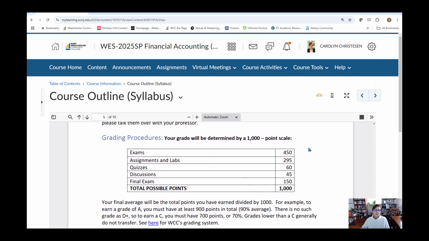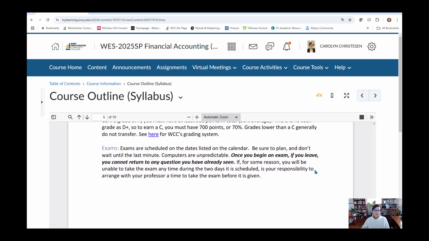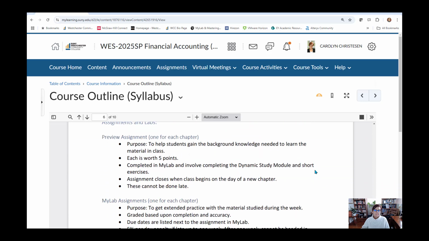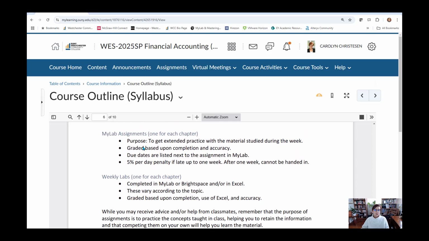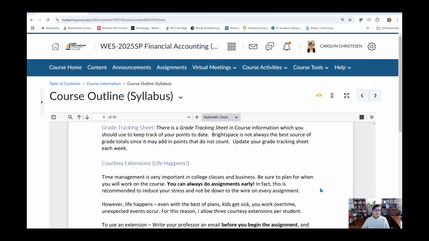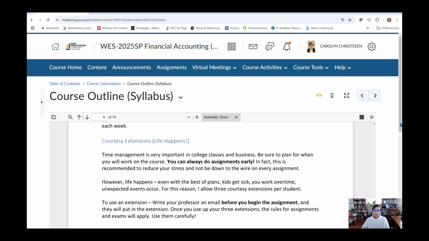Here is the breakdown of the points that you're going to have in the class. All right, so for each chapter, you're going to have a preview assignment, and that's kind of an overview of the chapter. At the same time, you're going to be working on some guided notes that I'll show you when we get to the chapter. At the end of the chapter, you're going to do an assignment and then a lab. A lot of those are in Excel because it's so important to develop your Excel skills no matter what you're going to do in business. And then also we're going to have quizzes every week. All right, so every chapter, I should say.